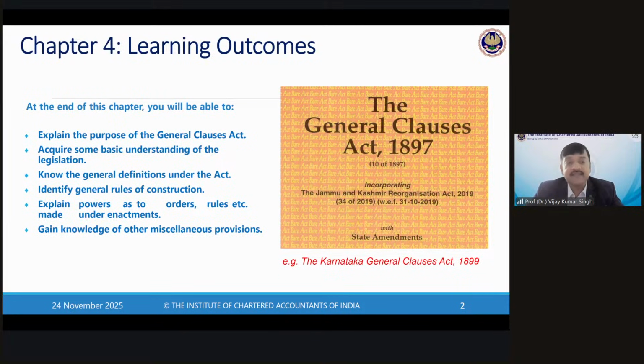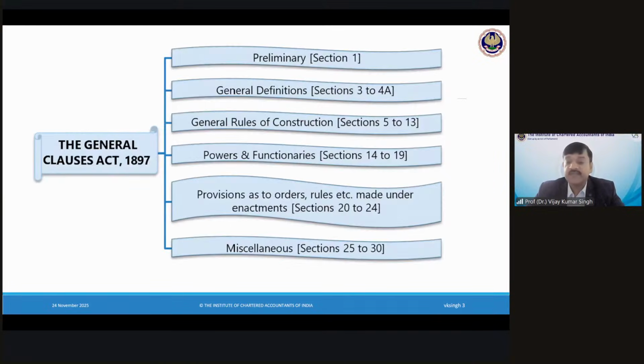And then you should be able to identify the general rules of construction. There are basic rules of construction. We will try to see which are they. And then explain powers as to orders, rules, etc. made under the enactments. So what are the powers as to orders, rules, etc. which are made under enactments, and gain knowledge of other miscellaneous provisions. So this is your learning outcomes of this chapter, and we will try to see how it operates and functions. Let us move ahead with the scheme of your study material.